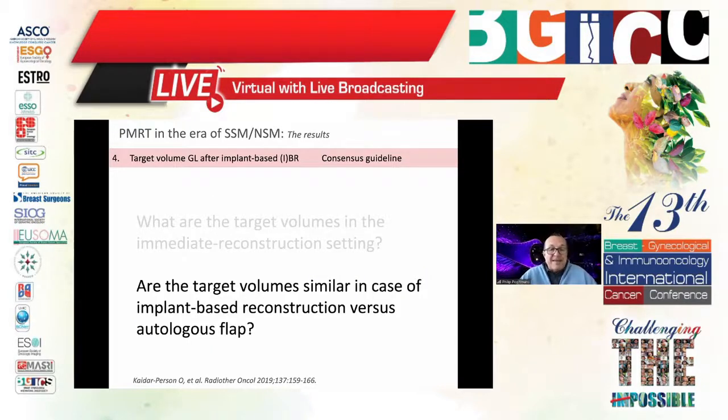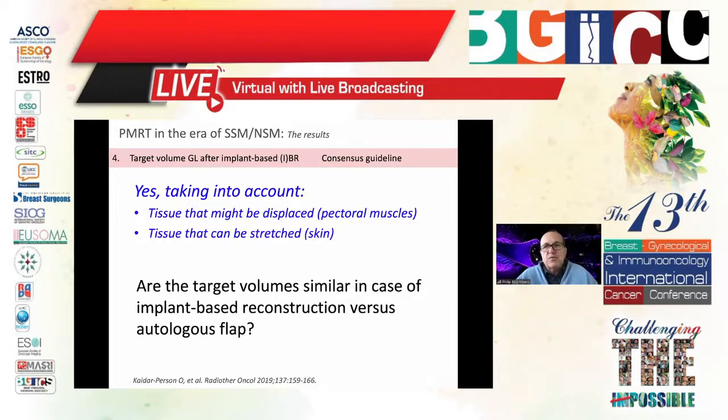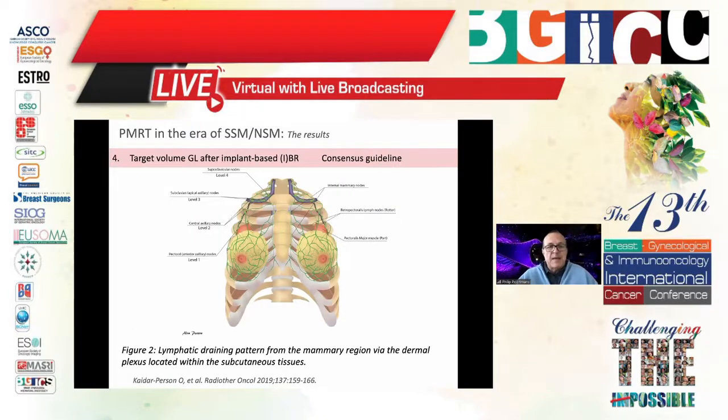And are the target volumes similar depending on the type of reconstruction? Yes, but of course you have to take into account tissue displacement and stretching of tissue like the skin. This is one of the illustrations. You will see many of those illustrations and many more to come. It's designed all by a son of my PhD student.